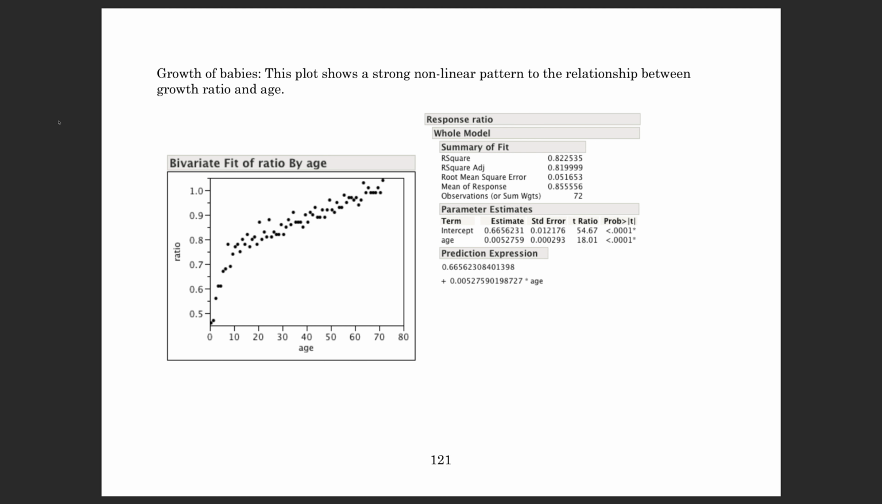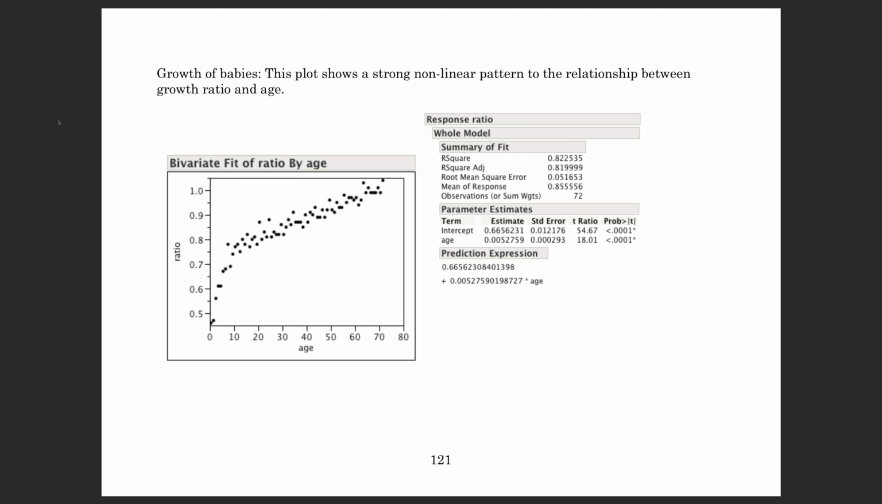This second example is two interval scale variables. In fact, maybe it's actually two ratio scale variables. The y-axis here is a ratio of two measurements of babies, and the x-axis is their age. If I remember correctly, it's their age in days. So let's ignore the statistics on the right to start with and just look at the scatter plot on the left.